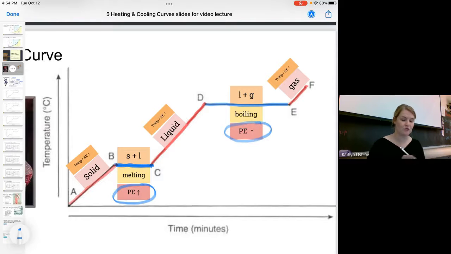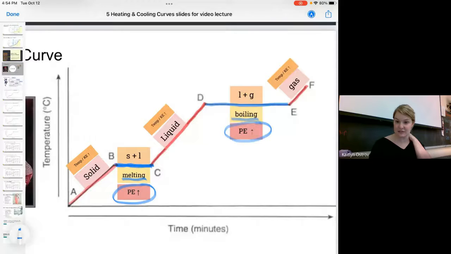So here, because overall we're having an increase in temperature, this is a heating curve, the potential energy is increasing. So from B to C, we've got solid and liquid existing together. This represents the melting point. And then from D to E, we've got liquid and gas existing together, and this represents the boiling point.